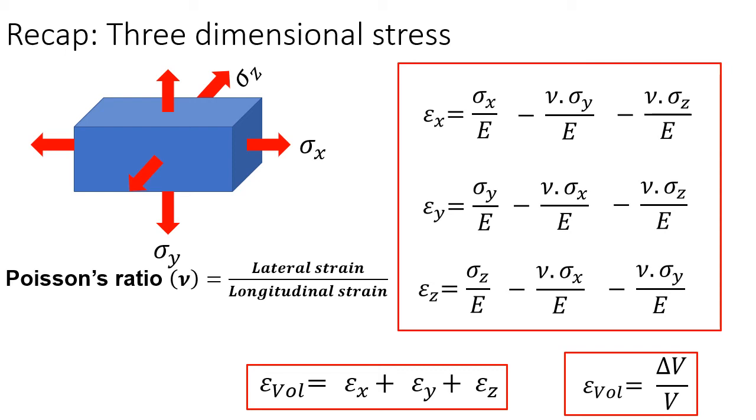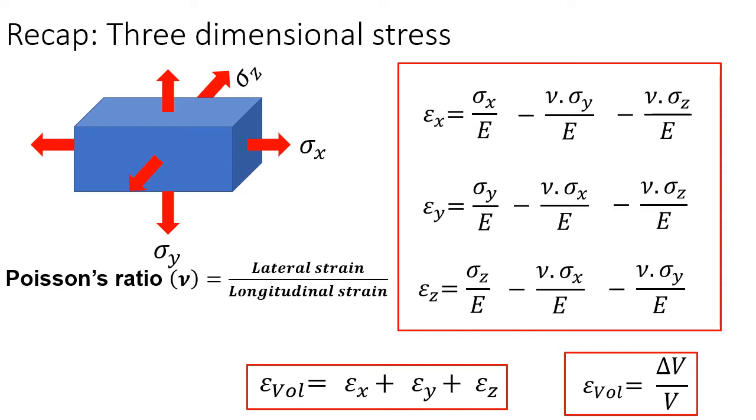In the last lecture, we looked at Poisson's ratio and how we can use it to find the strain in the X, Y, and Z directions. And then from there, we can work out changes in length in the X, Y, and Z directions, and then ultimately our volumetric strain and our change in volume of a particular material.